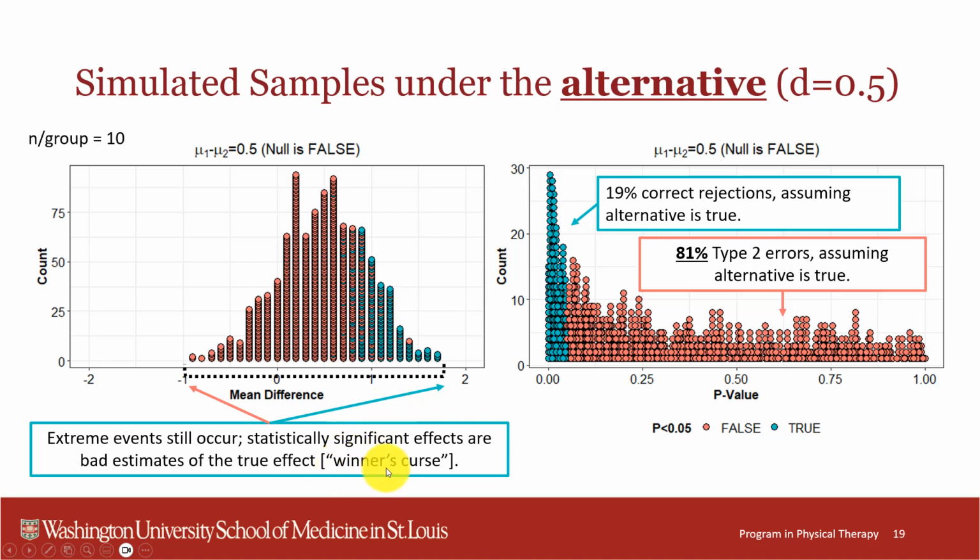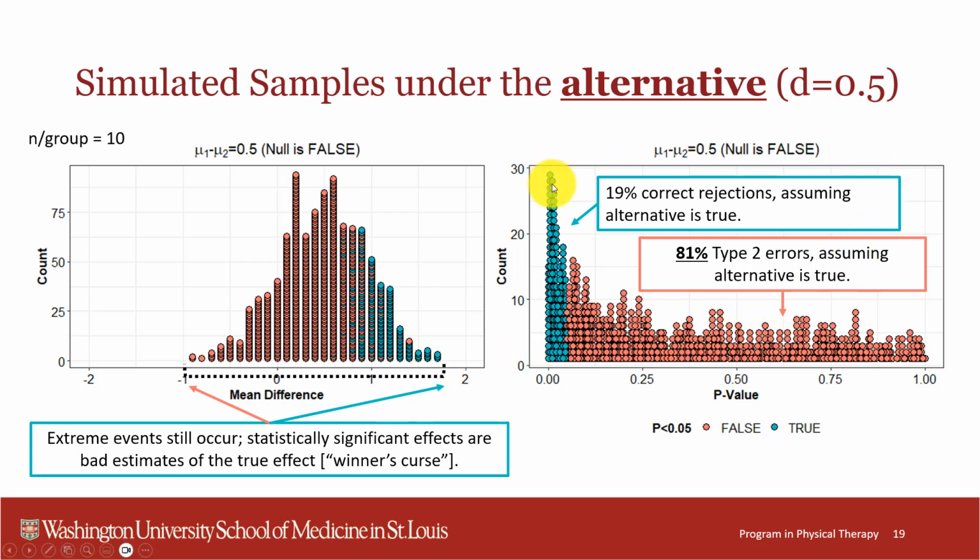So this is sometimes referred to as the winner's curse, because when I have a study with very low statistical power, even though I'm getting a statistically significant result, technically I'm getting the right answer. I've rejected the null hypothesis when it is false. My estimate is bad, and I'm overestimating what the real effect actually is. So that's definitely going to be a concern.